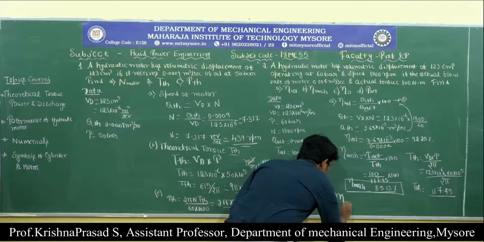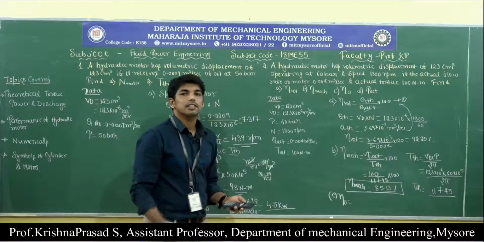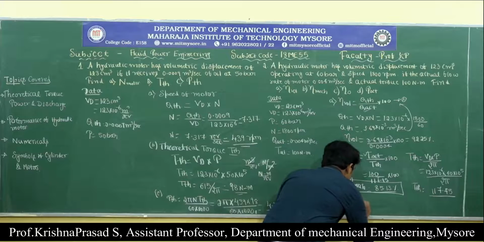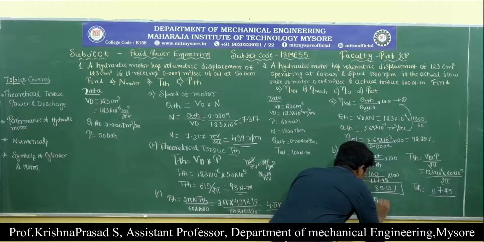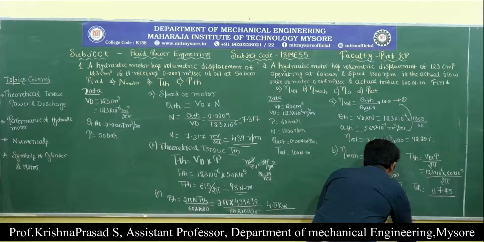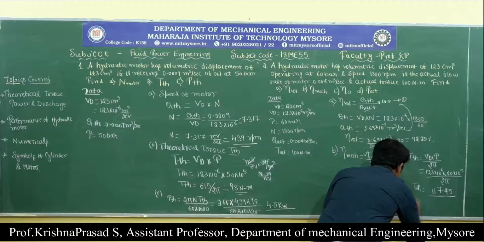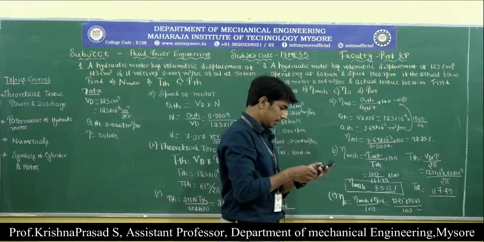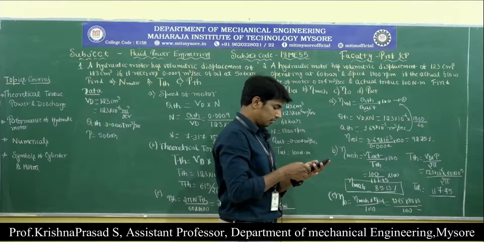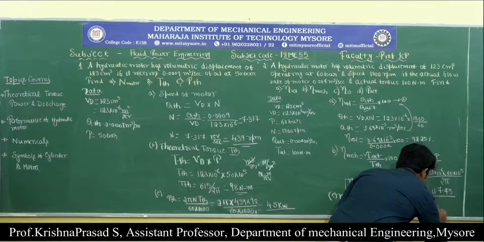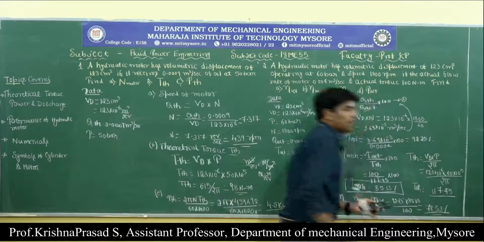Last one, overall efficiency. Overall efficiency is nothing but the product of volumetric efficiency and mechanical efficiency. That is 92.25 into 85.13 divided by 100, it gives 78.53%. So this is the overall efficiency.